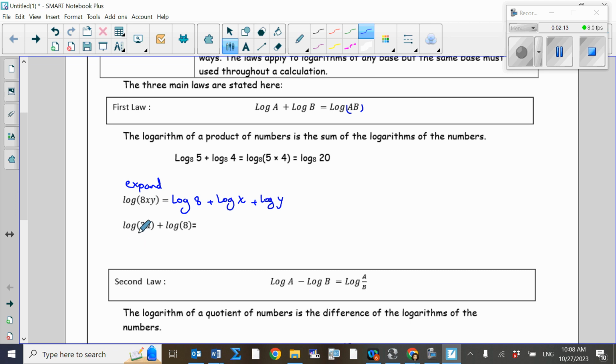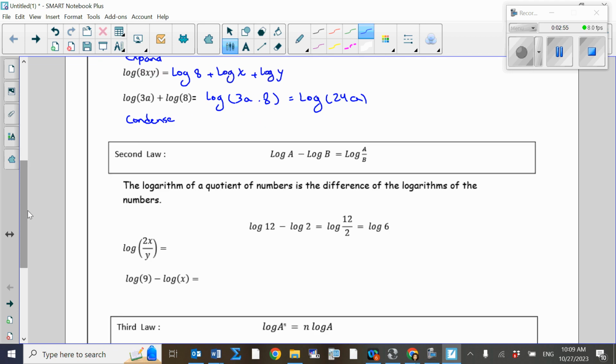Now, the next example here is going to be to condense. We have 2 logs and we want to condense that into 1 log. So I'm going to rewrite this as 1 log and multiply the arguments, 3a times 8. And we know 3 times 8 is 24, so this can be written as log of 24a. So that's how we change the sum of 2 logs into only 1 log.